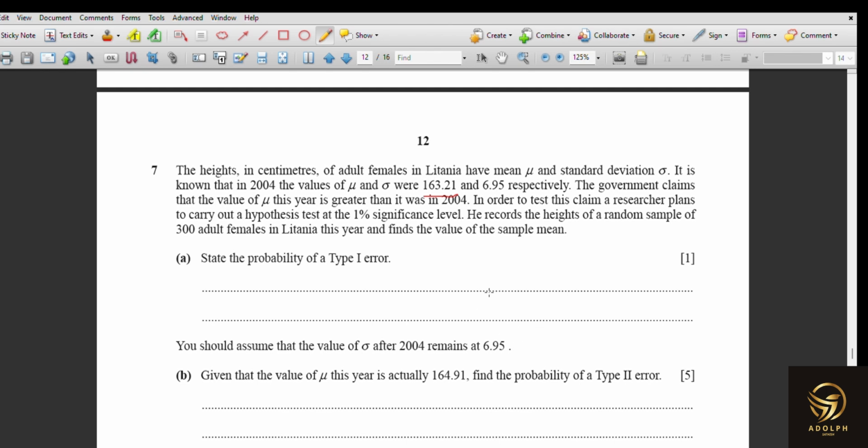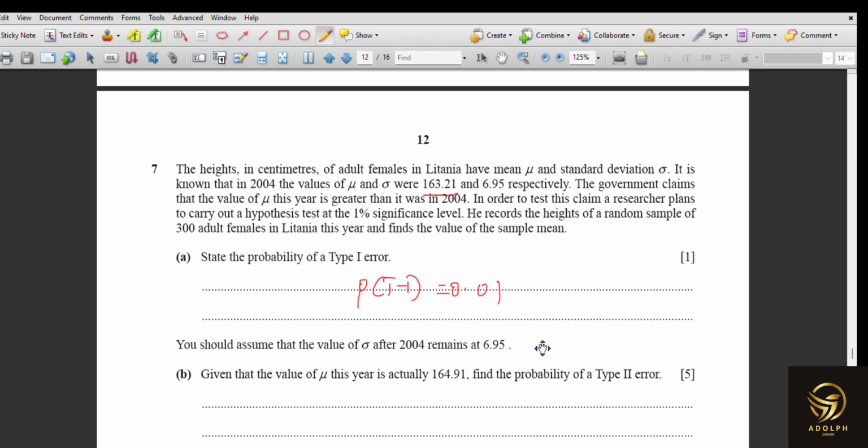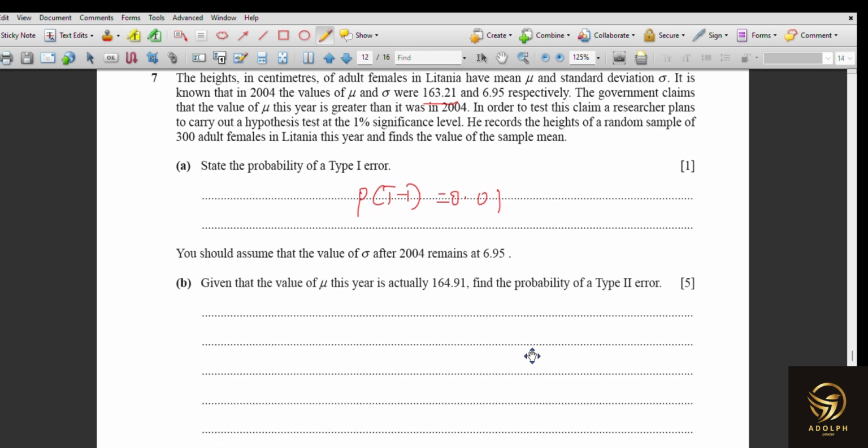So for the type 1 error, you can see that no calculation is given, so how can we find it? Still we can do it, because the significance level is what the probability of type 1 error is going to be. So the probability of type 1 error is 0.01. Right, so let's go to the next subdivision.